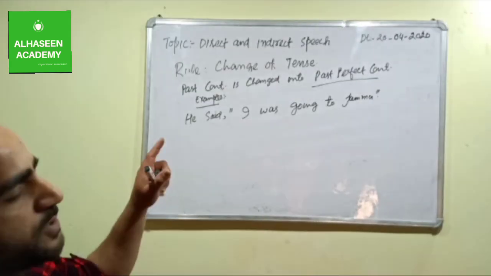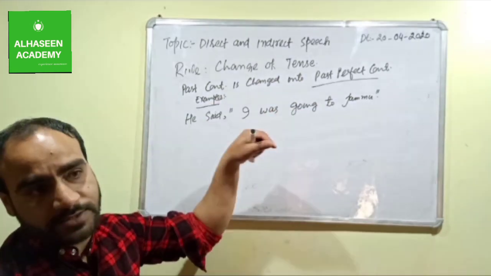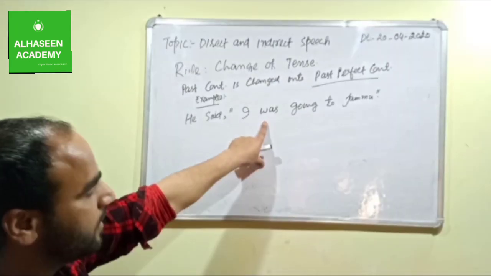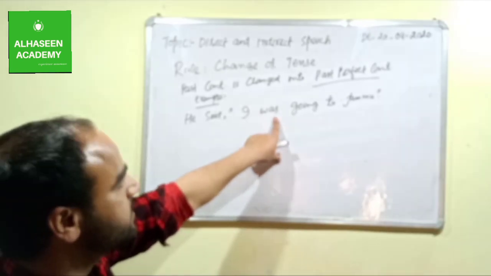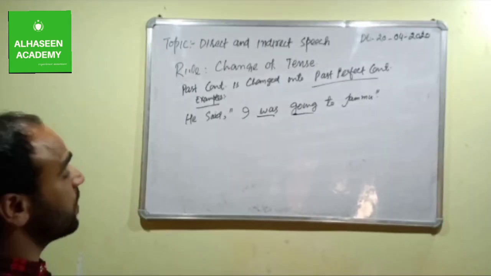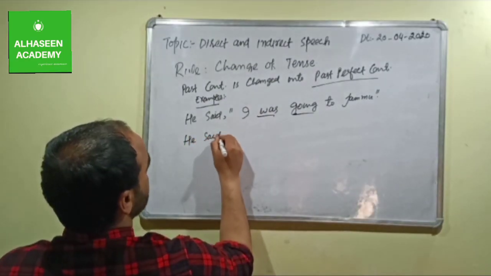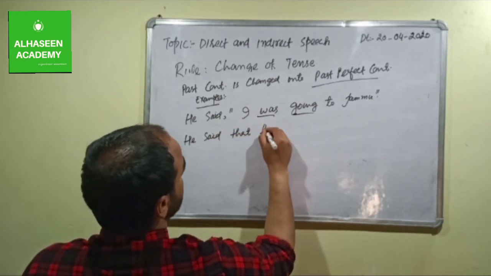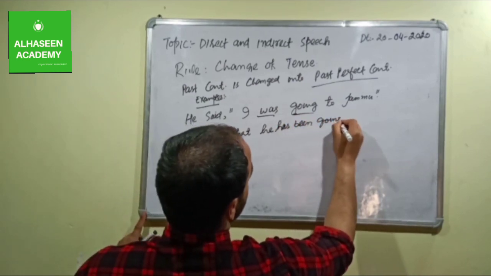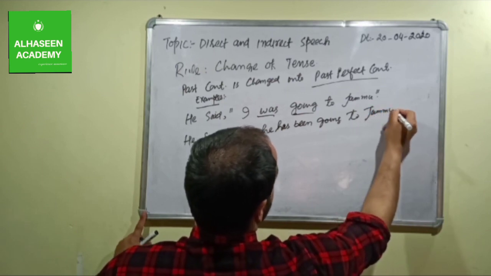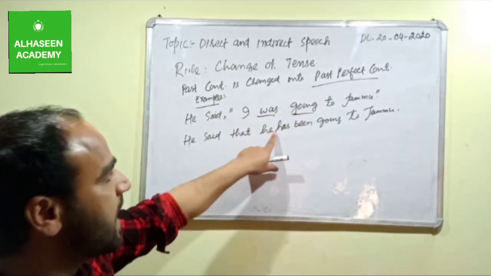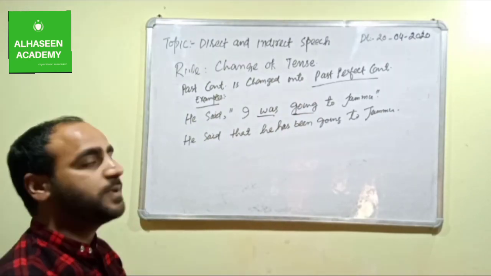How are we going to convert it? First of all, we have to look at this reported speech and see which tense it has. Instantly we can tell that this is past continuous. Why is it past continuous? Because was and the ing form of verb are used in this tense. So how are we going to change it? He said that he has been going to gym. You don't need to be confused here, because the formula for past perfect continuous is has been plus ing form of verb, or have been plus ing form of verb.